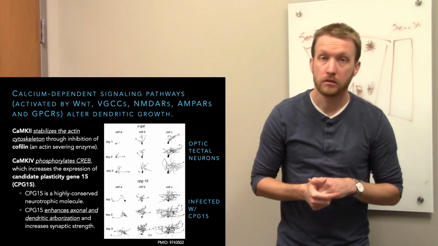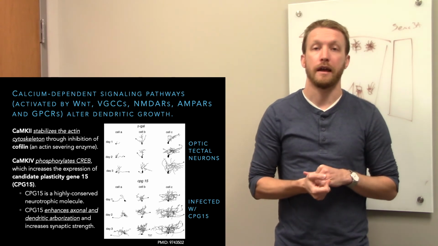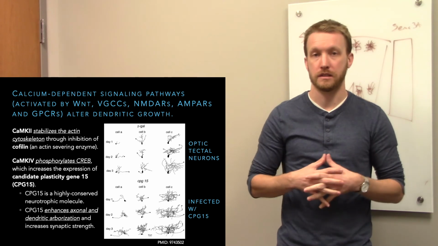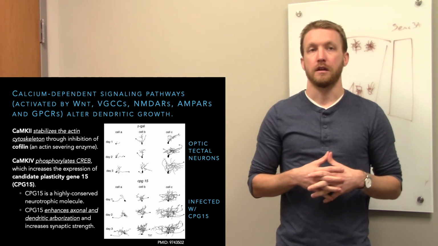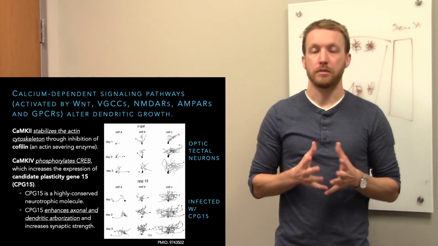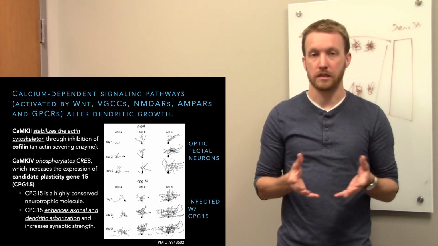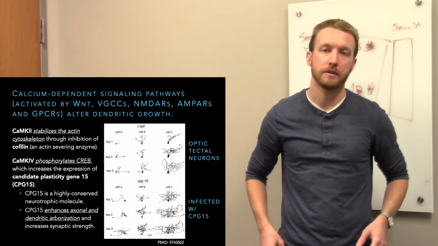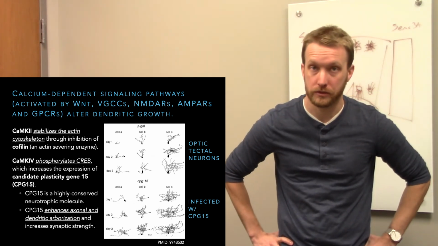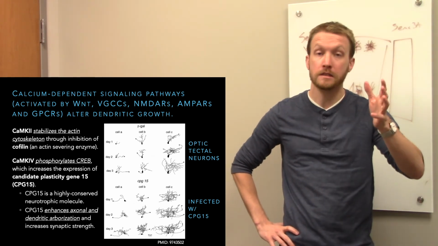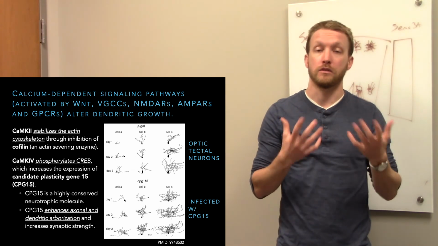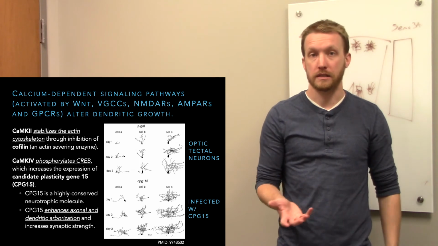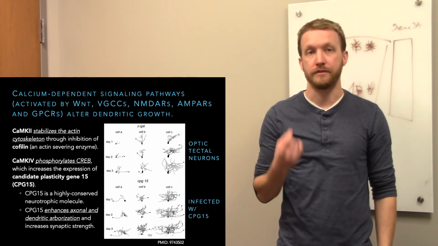CaM kinase 4 is going to act mostly through CREB, and it's going to increase the expression of candidate plasticity gene 15. Candidate plasticity gene 15 is a cell surface protein that appears to interact directly with elements of the postsynaptic density, such as AMPA receptors. And what it does is lead to the formation of larger and more numerous postsynaptic sites. Not surprisingly, you see an increase in the amount of dendrite.